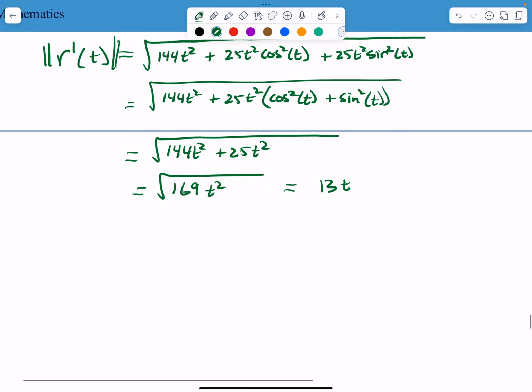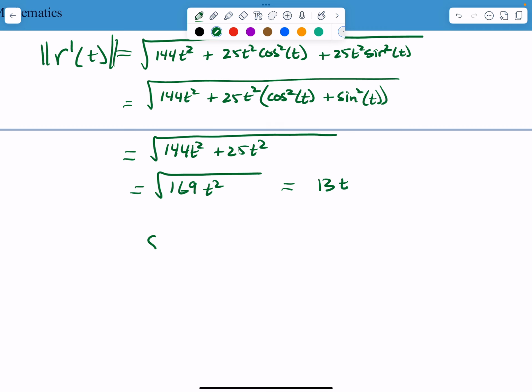Anyway, now, here's the deal. We're going to call this S. S is equal to arc length. So S is 13t. What this tells me is that when t is 1, we have traveled 13 units. So that's how far you've gone. When t equals 2, oh, I'm sorry. Wait, this is the speed. This is the speed. I need to get the arc length. Hold on a minute. This is the speed. Arc length.